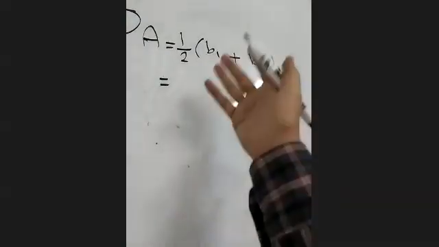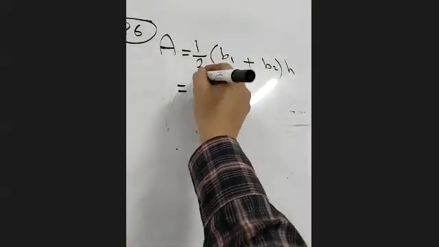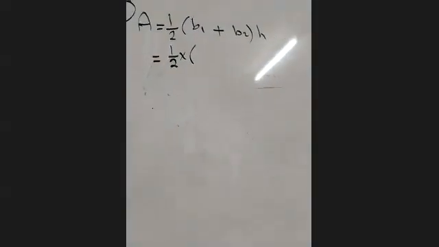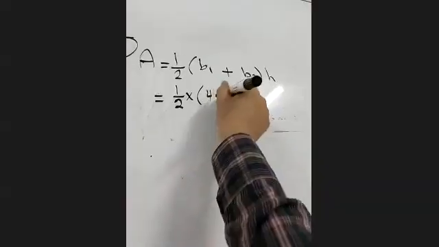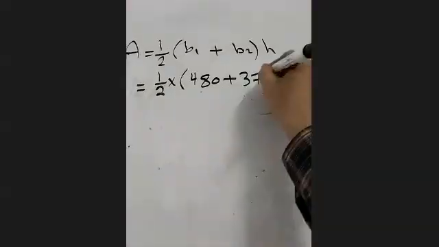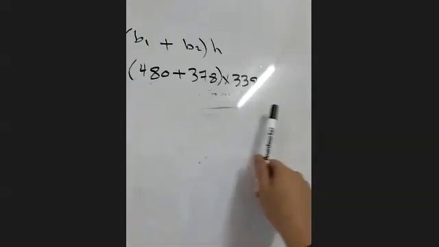Continue. Now let's replace them. We have base 1, we have base 2, we have everything. Let's find it. Half multiply base 1, how much? Base 1 is 480. Base 2 is 378. Multiply the height, 338. Are you sure about the numbers? Yes.